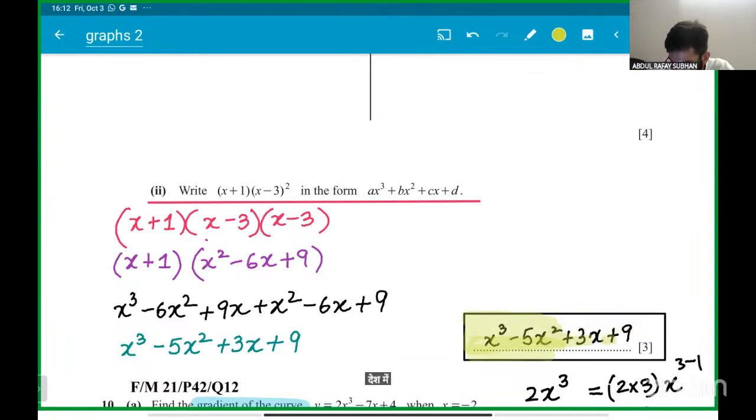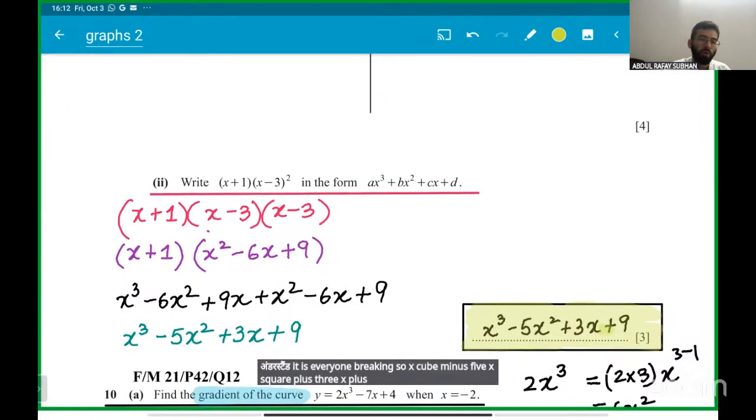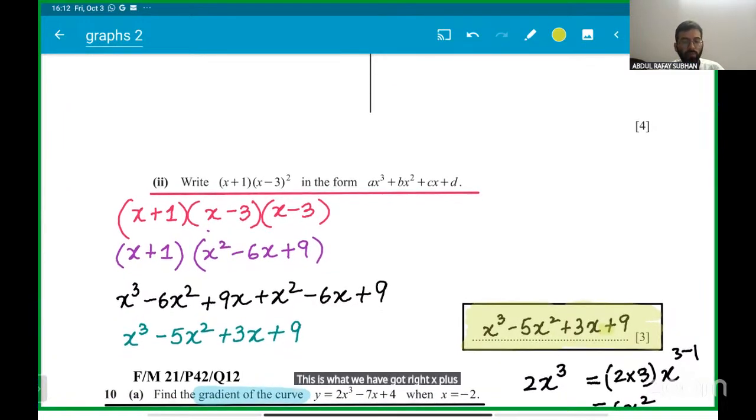This is what we have got. Clear? Understood? Is everyone following? So x cube minus 5x square plus 3x plus 9. This is what we have got, right? (x plus 1) into (x minus 3) cube.